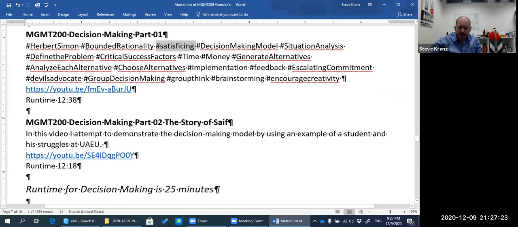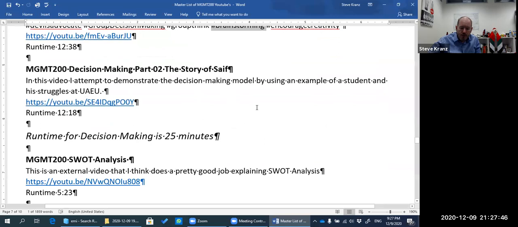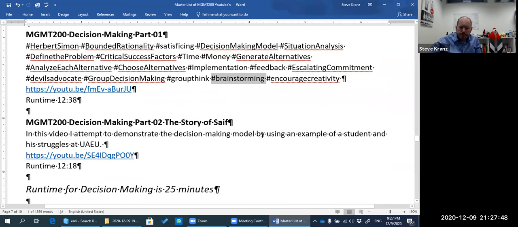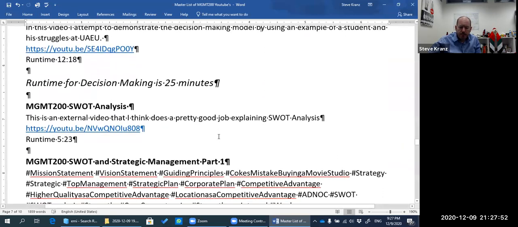I talked about the fact that group decision making is better than individual decision making. I talked about groupthink. That is the "let's all just agree." I talked about brainstorming. Brainstorming is when you encourage people to give as many ideas as possible. I gave you the story of SAFE. Hopefully that made sense.